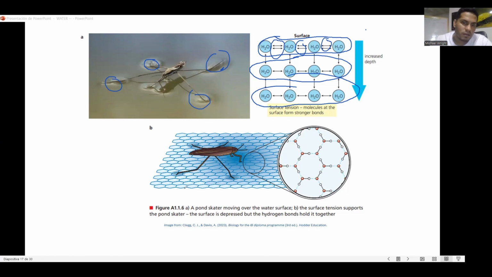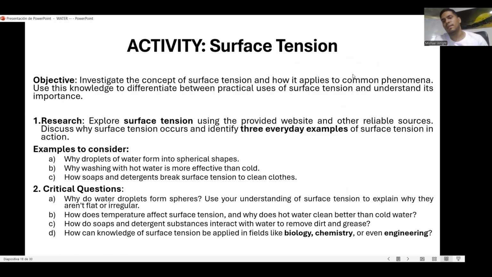So when the pond skater moves over the water surface, the surface tension is going to support the pond skater, and the surface will be depressed by the hydrogen bonds holding together, okay? This is what happens in this case. Right, so this is an activity. If you want to solve these exercises, you can, but I'm going to keep going.